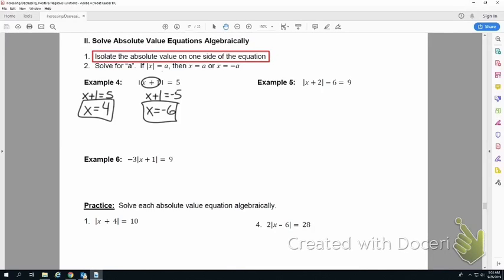On example 5, what would be the first thing I would need to do? I would need to add 6. Whoop, not 3, 15. And so now I'm going to set x plus 2 equal to what two numbers? 15 and negative 15.